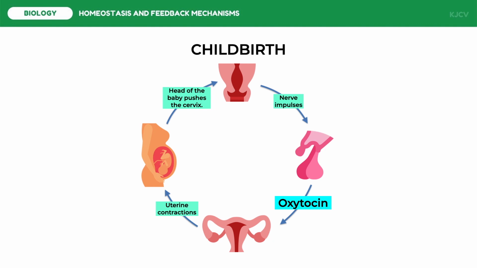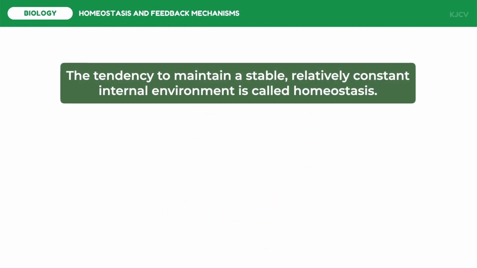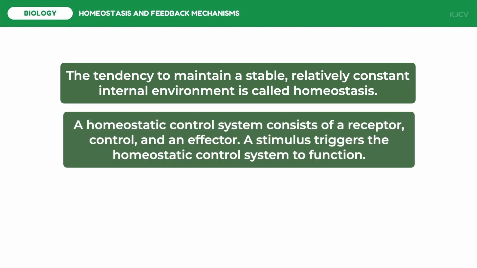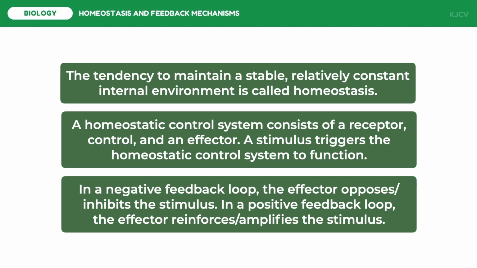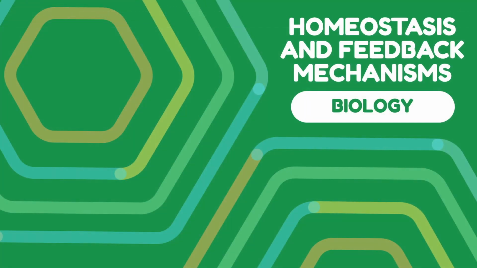To conclude this lesson, let us review the following key points. The tendency to maintain a stable, relatively constant internal environment is called homeostasis. A homeostatic control system consists of a receptor, control, and an effector. A stimulus triggers the homeostatic control system to function. In a negative feedback loop, the effector opposes or inhibits the stimulus. In a positive feedback loop, the effector reinforces or amplifies the stimulus. And that ends our discussion on homeostasis and feedback mechanisms.